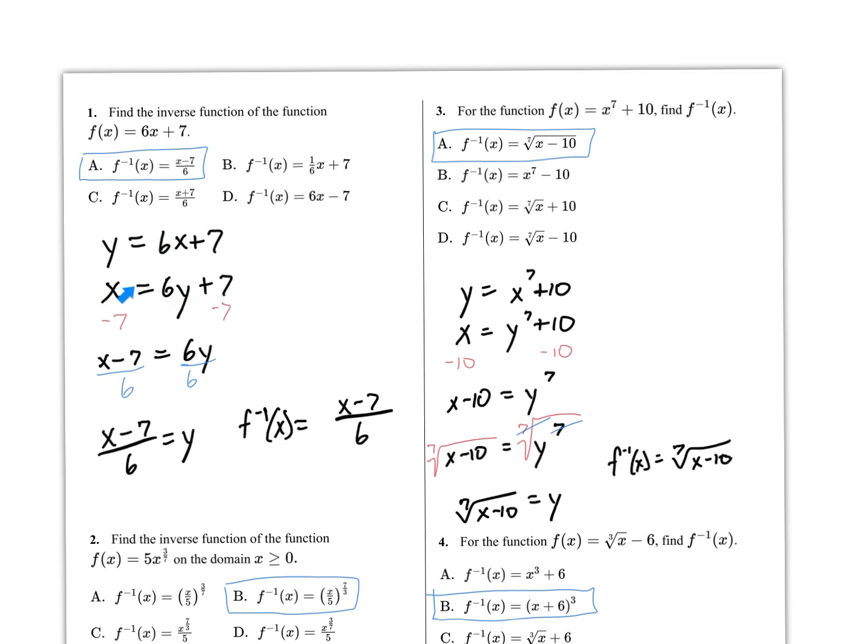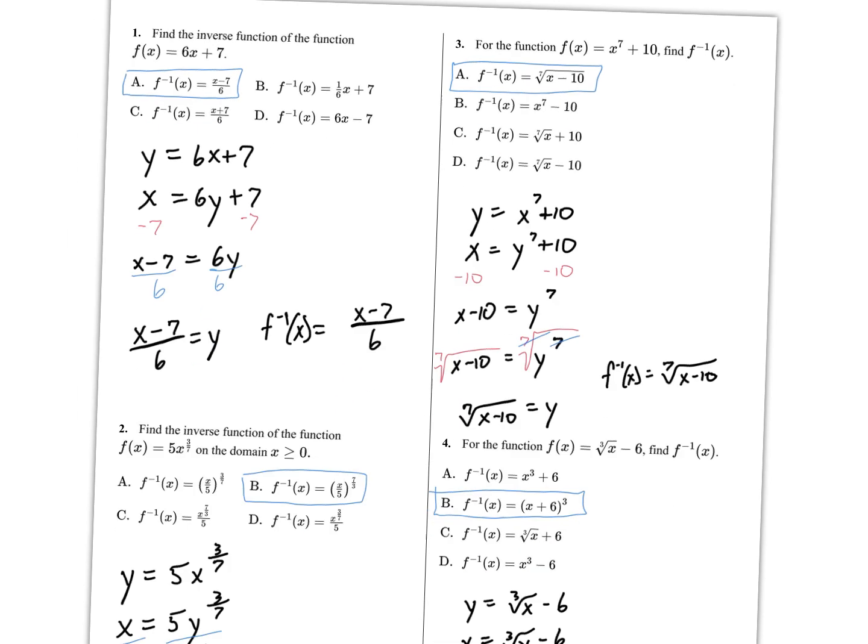Then we solve this equation for y. So subtract 7 from both sides. Now 6y equals x minus 7. And then here we would divide both sides by 6. And x minus 7 divided by 6 equals y. So therefore the inverse of the function that we were given is x minus 7 divided by 6.